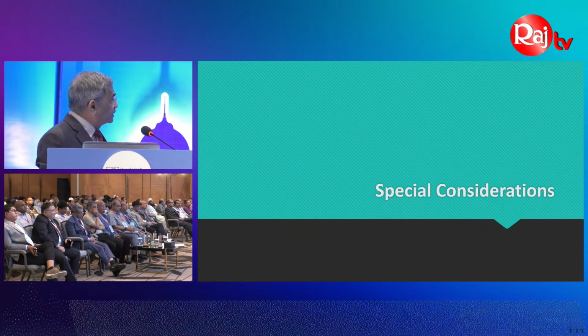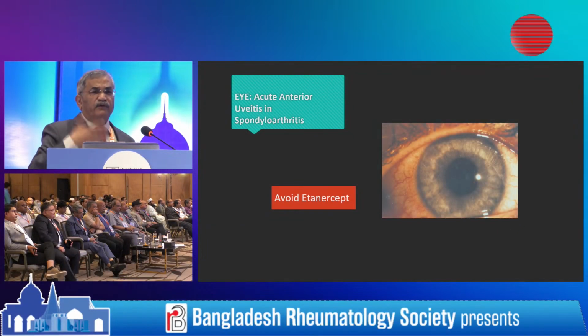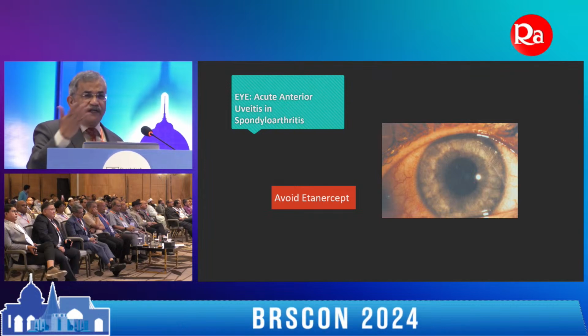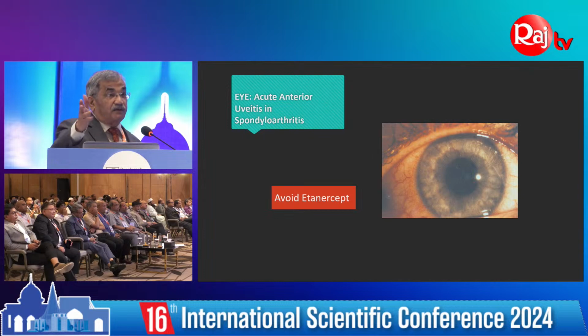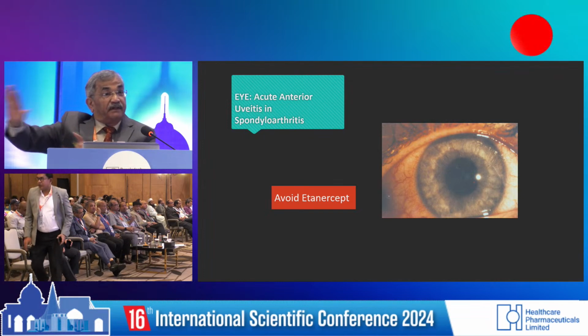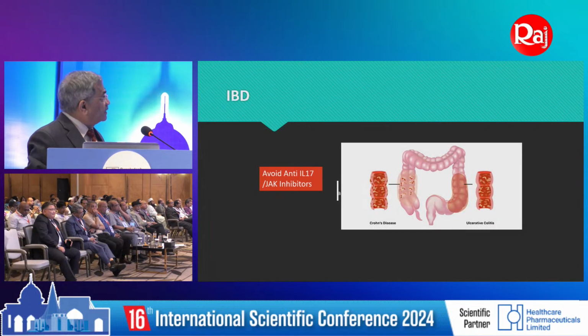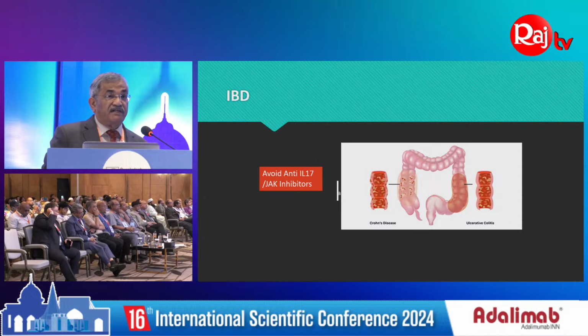So remember a special consideration: if somebody has uveitis, probably you avoid etanercept, but as discussed at last EULAR, even that is not very true. So you don't say a big no to etanercept. Etanercept can also be used. And if you have IBD, then you avoid anti-IL-17 drugs.